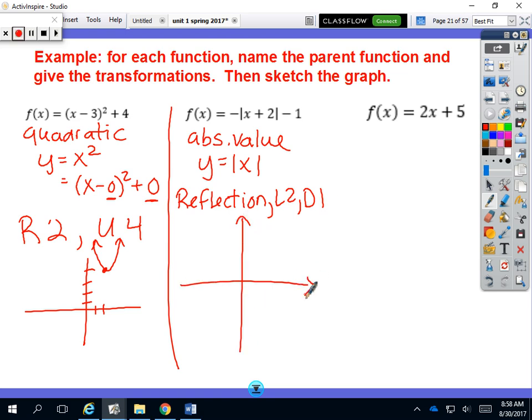So to draw this graph, I know it's going to be flipped upside down, but I'm going to move my vertex from the origin left 2 and down 1. So my vertex is going to be about there.